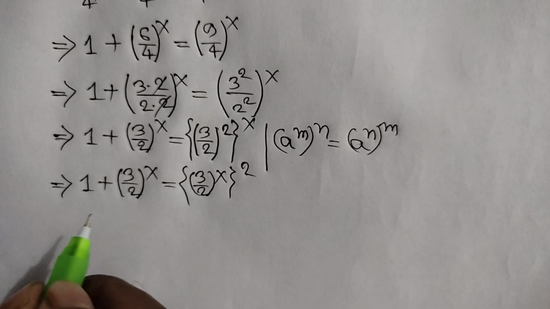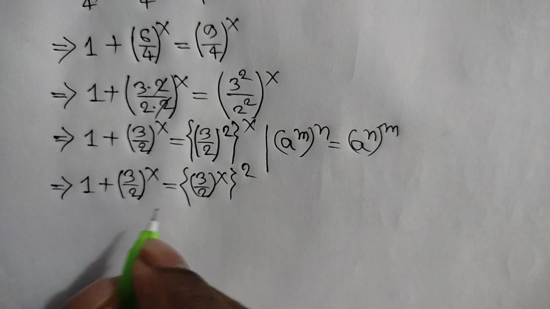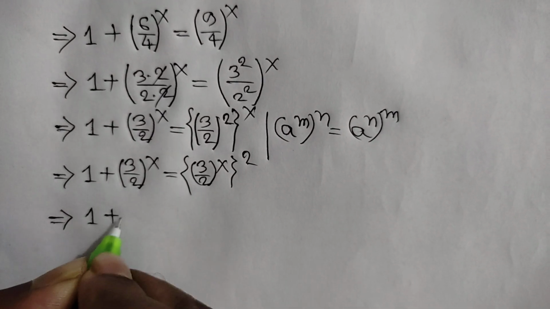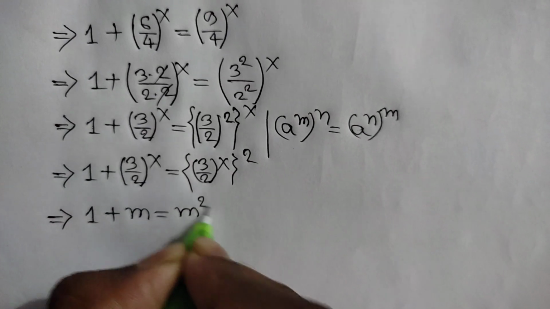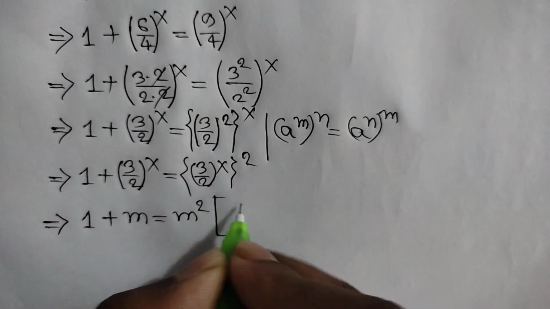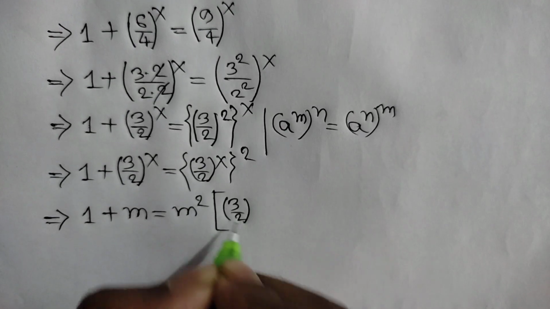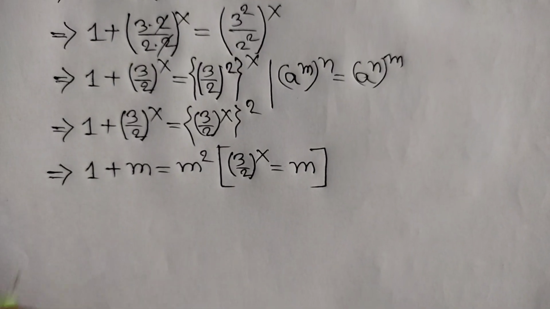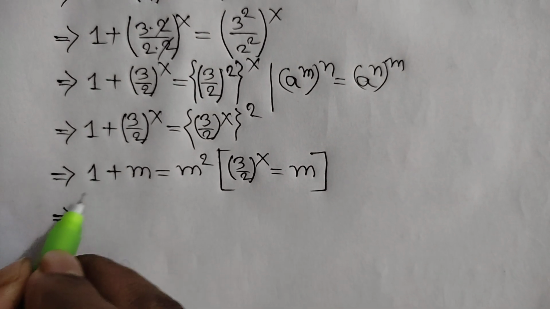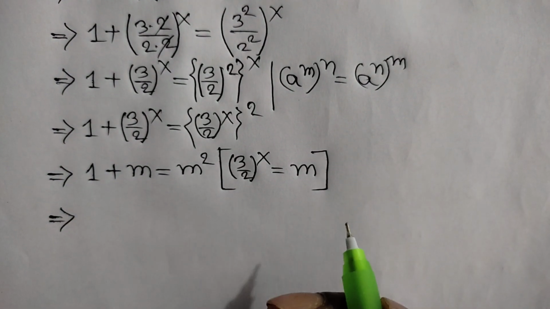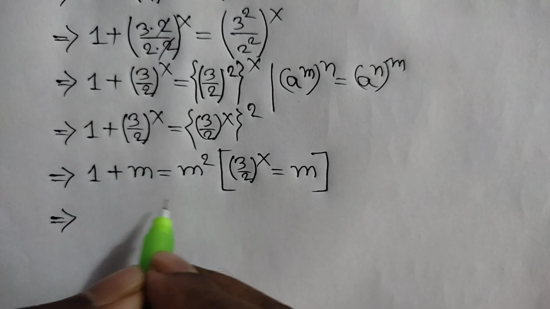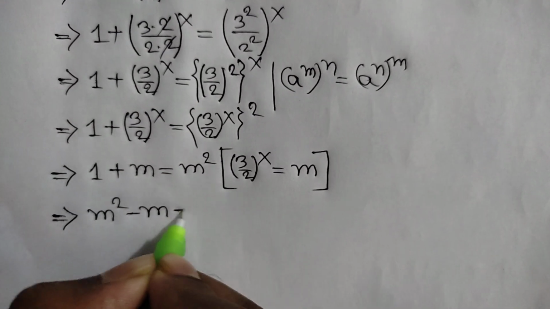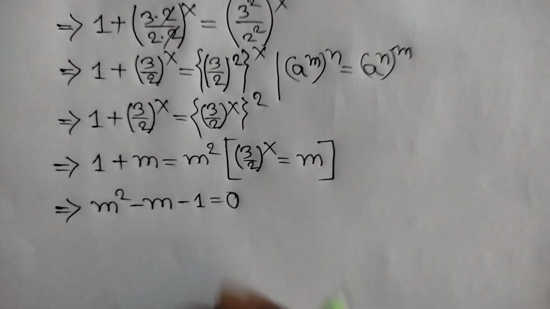Now let's consider 3 over 2 whole power x is equal to m. So our equation is 1 plus m is equal to m square, where 3 over 2 whole power x is equal to m. Taking this 1 plus m to the right side and it will go to the left side, we will get m square minus m minus 1 is equal to 0.